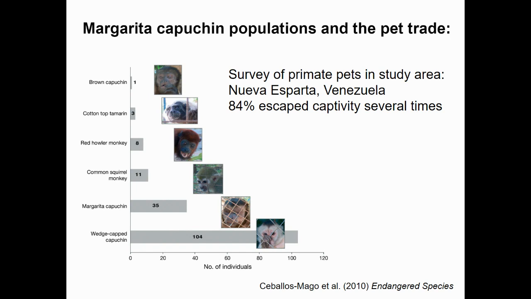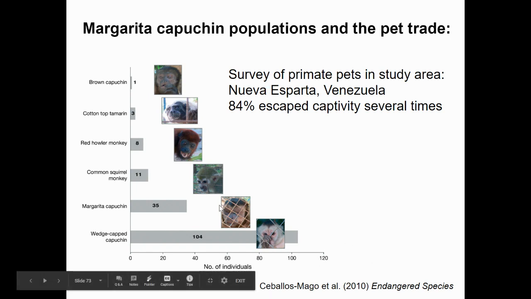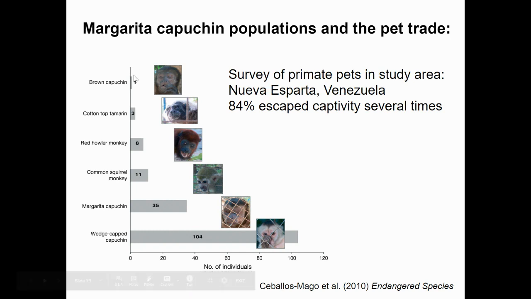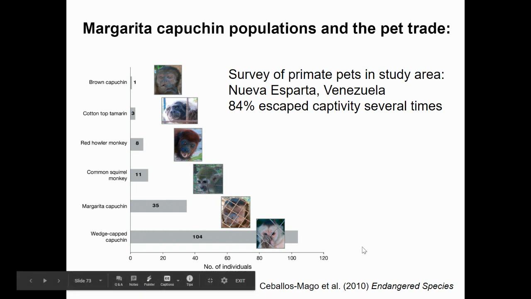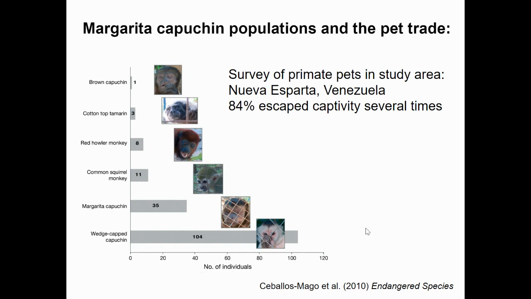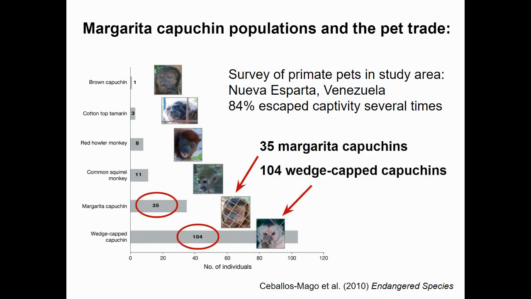So here we can see in the pet trade, they did a survey of primate pets in a certain area in Venezuela, and found these different types of monkeys all being pets there. And what they did find as well is that monkeys as pets are pretty darn good at escaping captivity, mixing with each other, and affecting those native environments as well. But you can see the top two types of monkeys that were pets were those two I just mentioned, the Margarita capuchin and the wedge-capped capuchin.